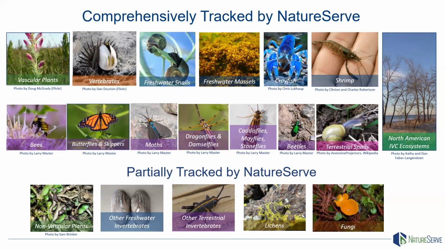The second row shows the insect groups that we comprehensively track, including bees, butterflies, skippers, moths, dragonflies, and the other groups shown in purple. NatureServe also tracks data for North American ecosystems under the International Vegetation Classification. The bottom part of this slide indicates other groups that we are tracking at least partially, and we're continually adding additional groups that are priority for conservation. Although NatureServe tracks basic information for all of the groups described above, our network programs only map the spatial locations of the most imperiled species in these groups, which we'll talk about next.